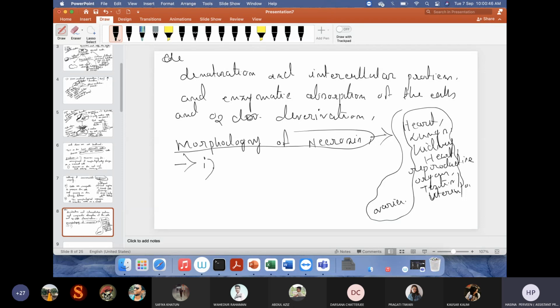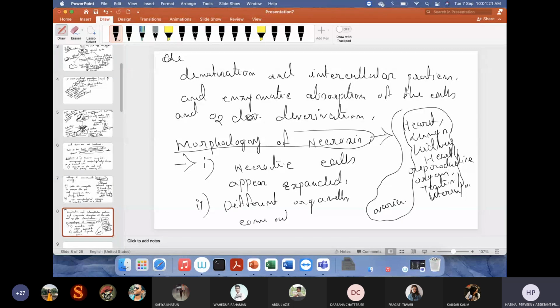So number one, necrotic cells appear expanded. Number two, different organelles come out from the inside of cells.